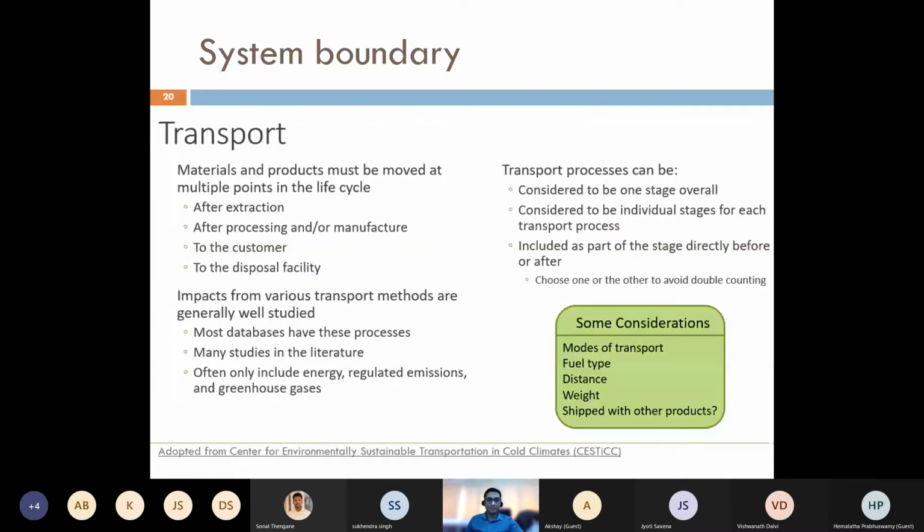And again, we have transportation, which is the elephant in the house. A lot of transportation is involved in the bioenergy processes, and that's why a lot of pre-processing is gaining emphasis. People now want densification, pelletization, briquetting, and some even say you pyrolyze the biomass, make bio-oil, and then transport it. And a lot of considerations go into it. What are the modes of transportation? What is the fuel on which the vehicles are running? What is the distance over which you are transporting the fuels? What is the weight? And are they shipped with other products or individually?